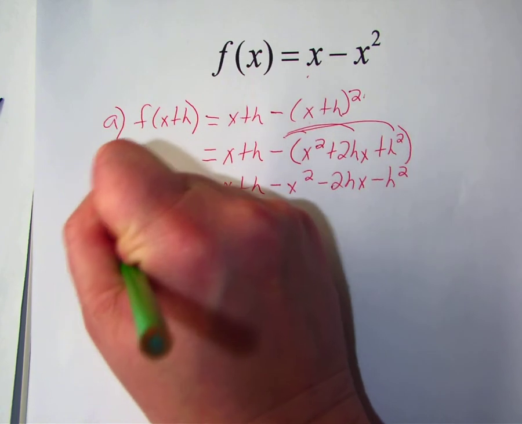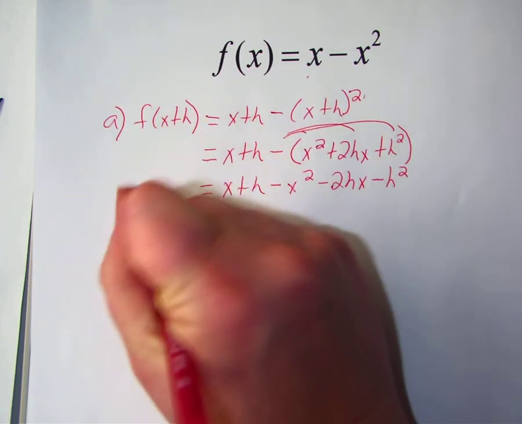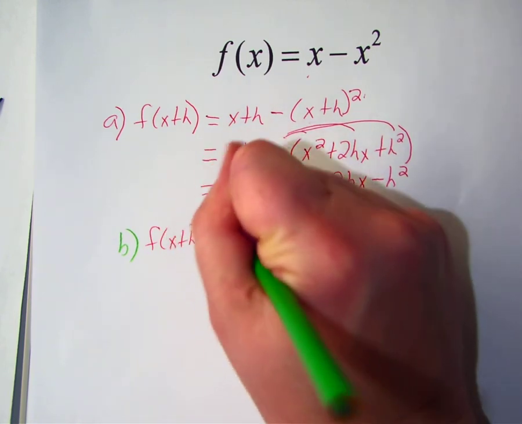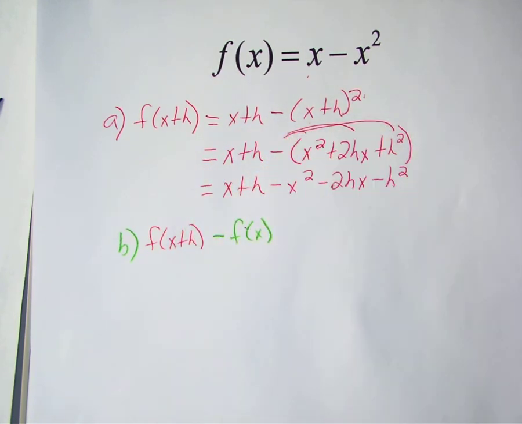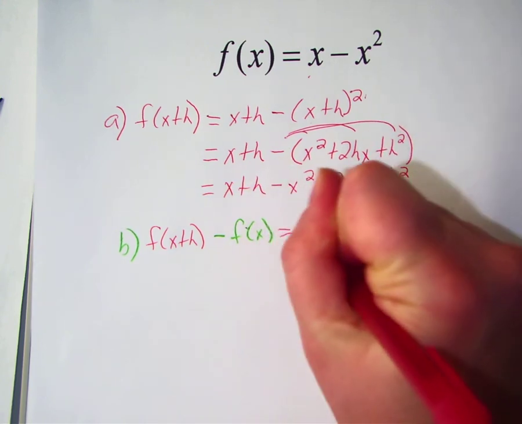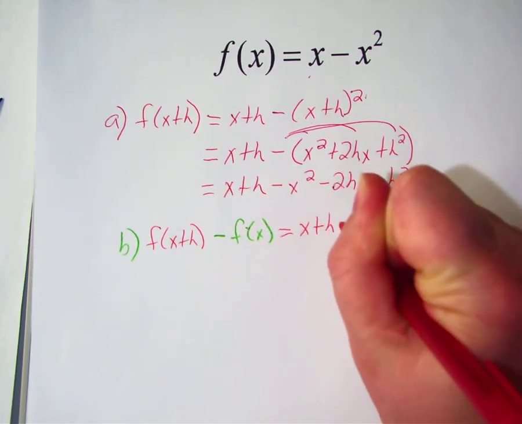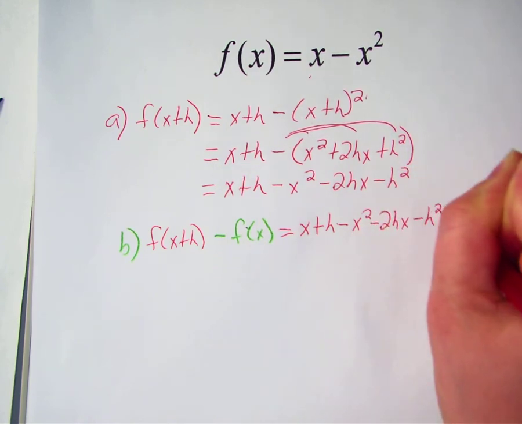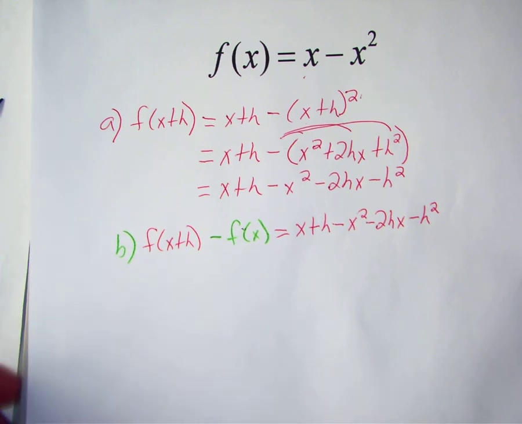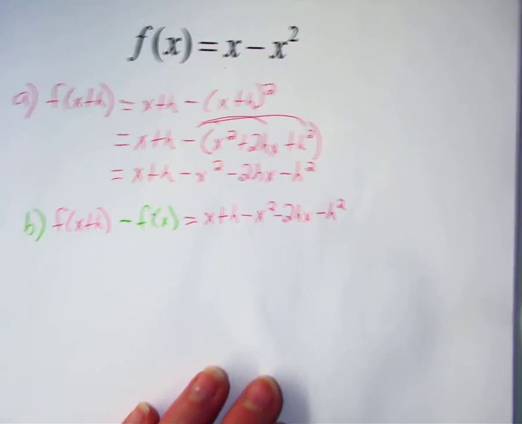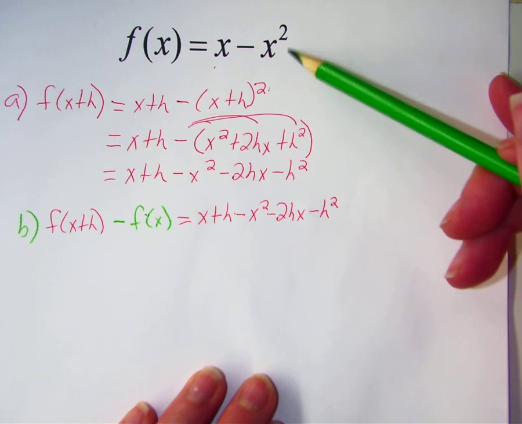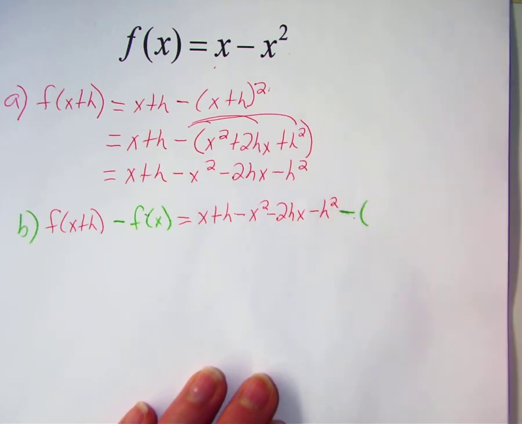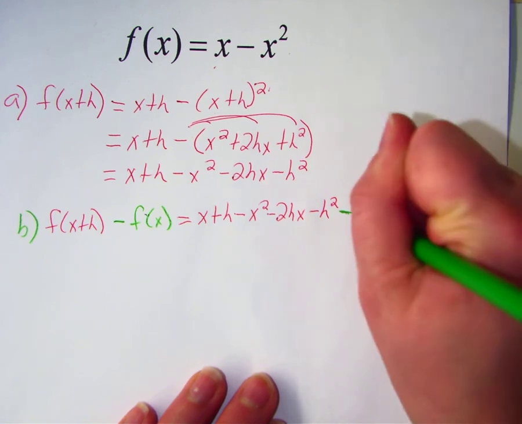Step B. We're going to take f of x plus h. We're going to subtract f of x. All right, so we already found f of x plus h. Let's copy that from the previous step. All right, there is f of x plus h. I want to subtract f of x from it. F of x is the expression that we started with. So again, make sure that you're including that in parentheses so you can distribute the subtraction.